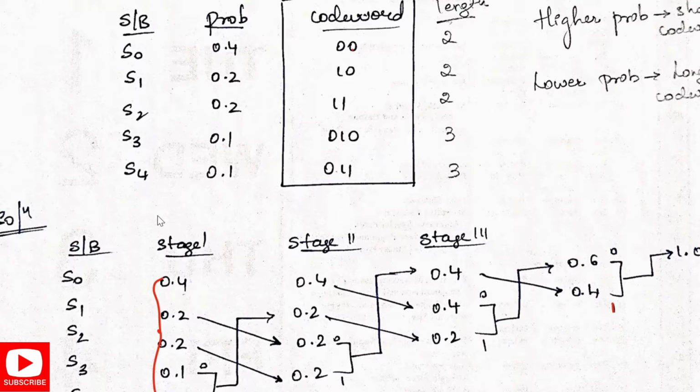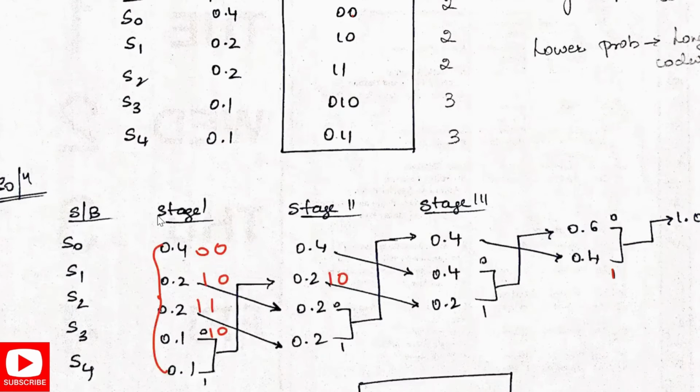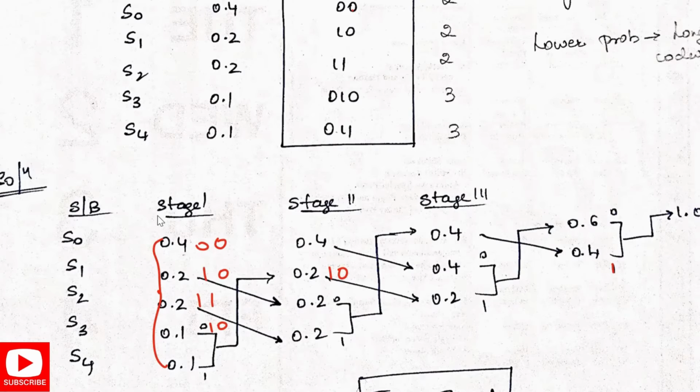So here for the 0.4 you can observe it is 1 0. So here you get it as 0 0. And next here you can observe that it is 1 and 0. So here it is 1. So it is 1 and 0. And for the another 0.2 it is 1 and 1. For the 0.1 you can observe this gets a value of 1 0. So here it is 0 1 0. For the 0.1 it is 0 1 1.